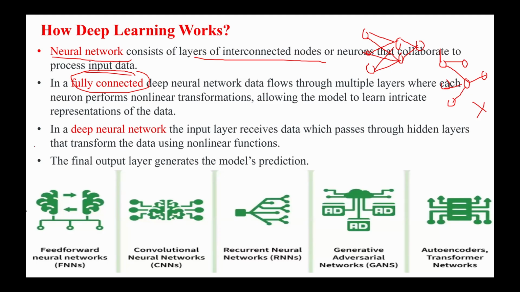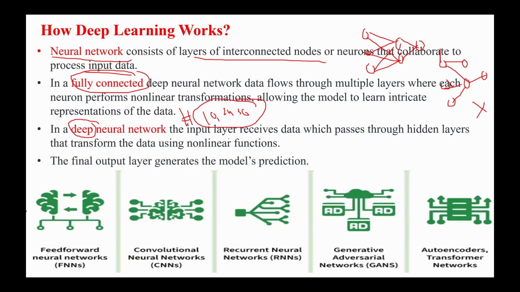And in a deep neural network, deep means the number of hidden layers. If the number of hidden layers is 10, 20, 30, that means a huge amount of complex data can be generated by transferring the data from one neuron to another. On the basis of transferring data, the weight function also works. On the basis of the transferred data, the neural network learns the process. Finally, the output generates the model prediction.